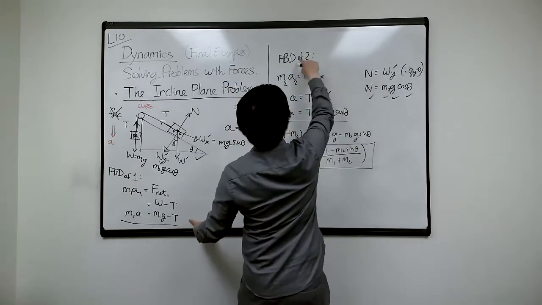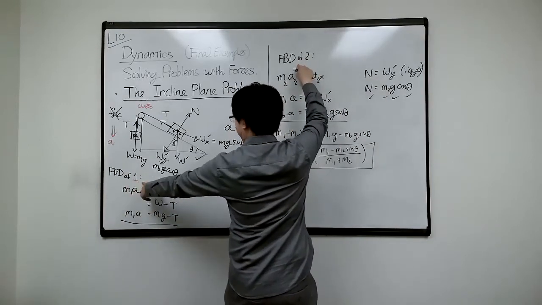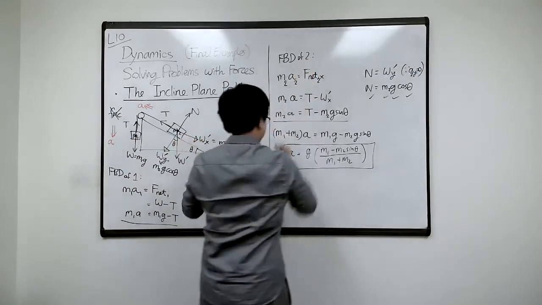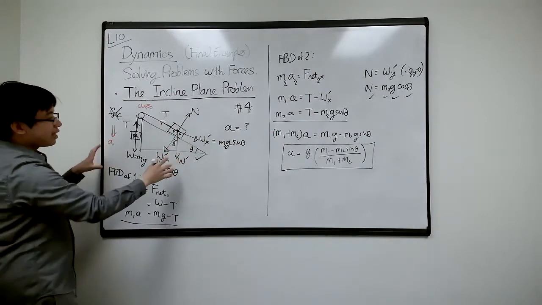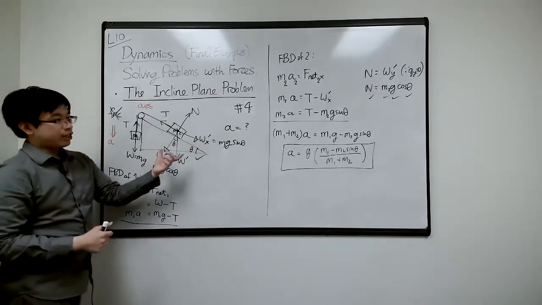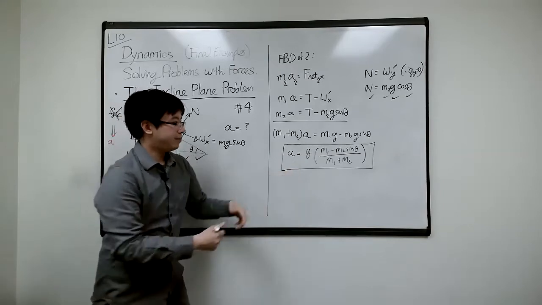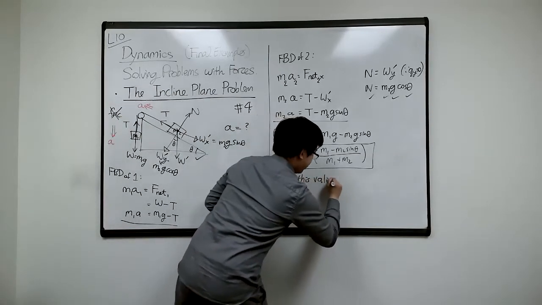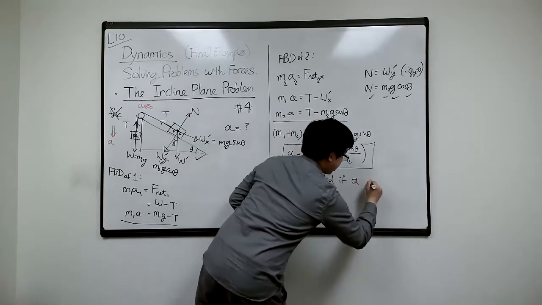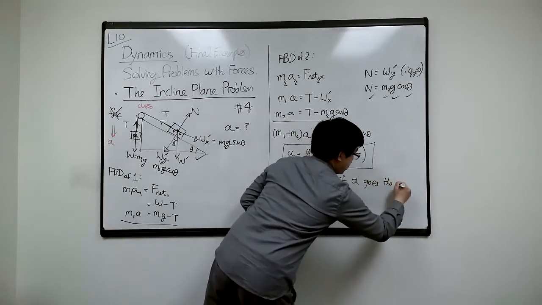This is the free body diagram of 2. This is the free body diagram of 1. So this is a conclusion of the free body diagrams. Now, my question is, is this valid? Is this valid if A goes the other way?